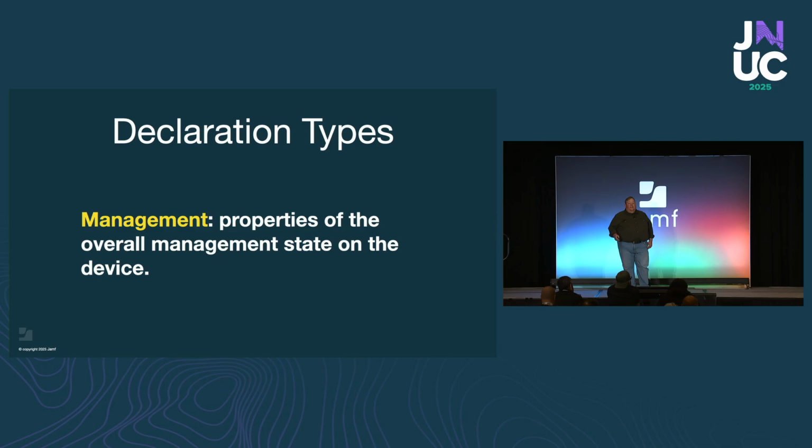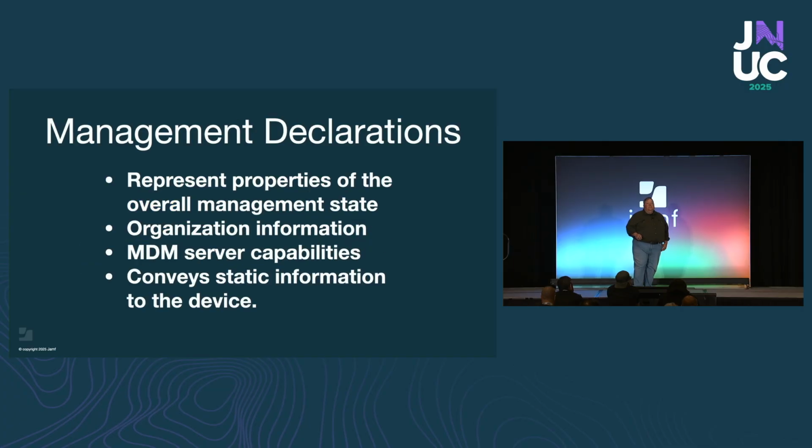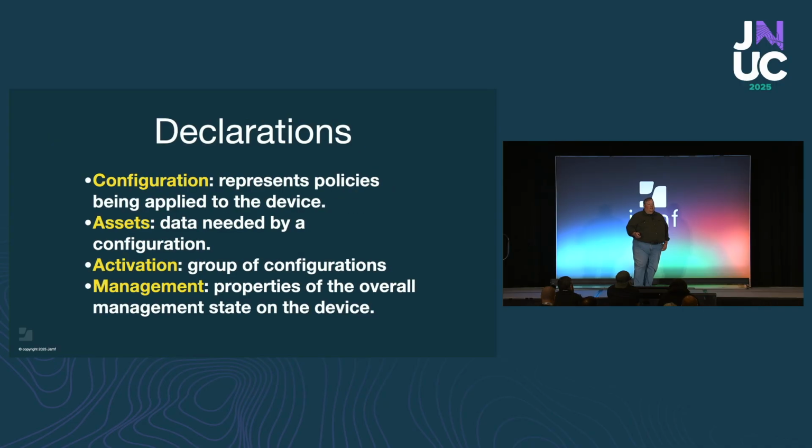So the final kind of declaration is a management declaration. Management declarations are used to send overall management state to the device. This includes a declaration describing details about the organization, as well as a declaration describing the capabilities of the MDM server. These declarations are helpful for conveying static data to the device, which shouldn't change. So those are our 4 types of declarations. But there's more to dig into, so next let's look at DDM's status channel.